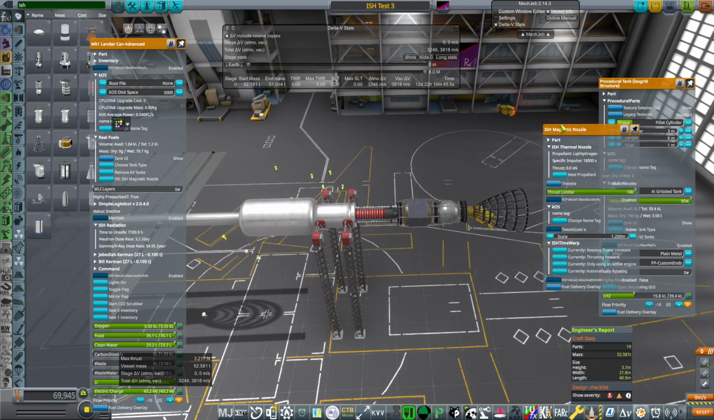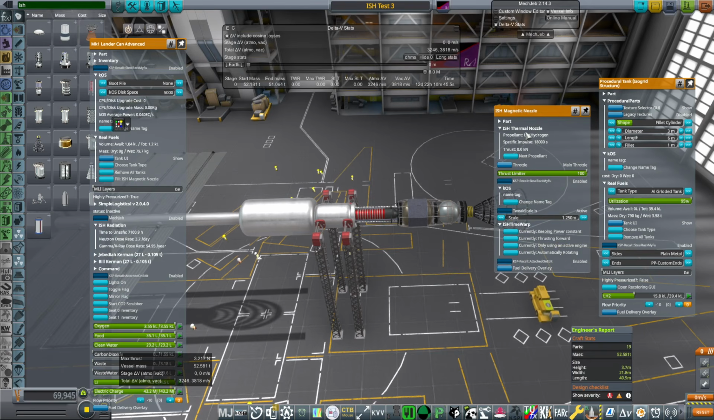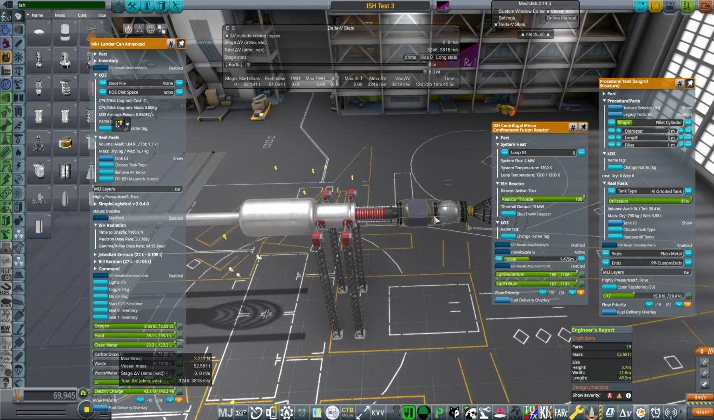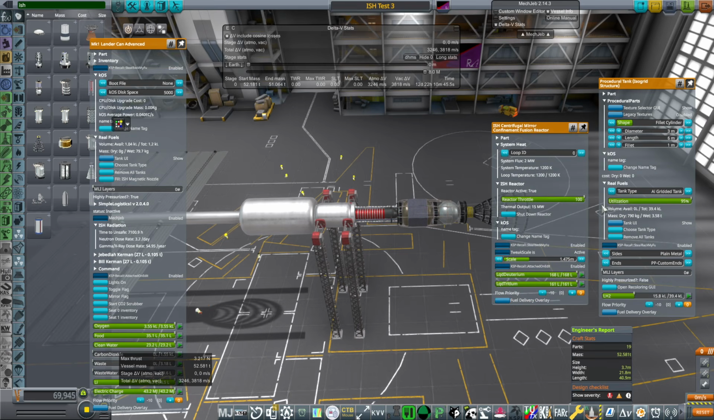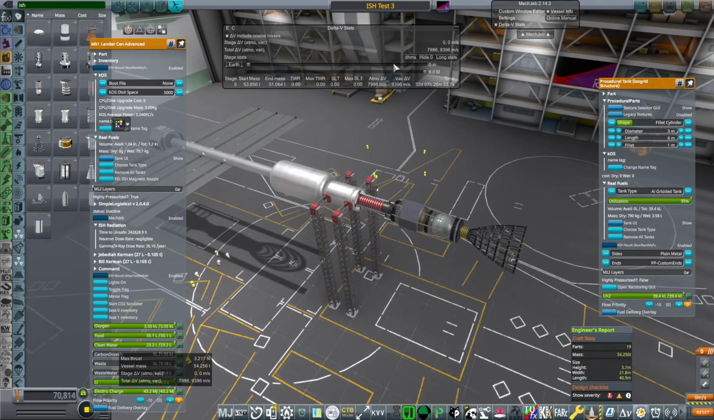Then we have the thermal nozzle. No, this is not the thermal nozzle. This is a magnetic nozzle, because with this kind of reactor, you have a magnetic nozzle. Some reactors will have a thermal nozzle. Some will have a magnetic nozzle. And so you have to pay attention to that. This operates with very high efficiency but very low thrust.